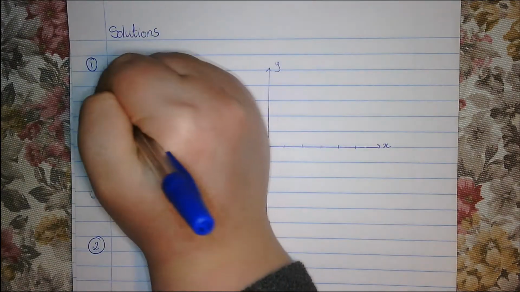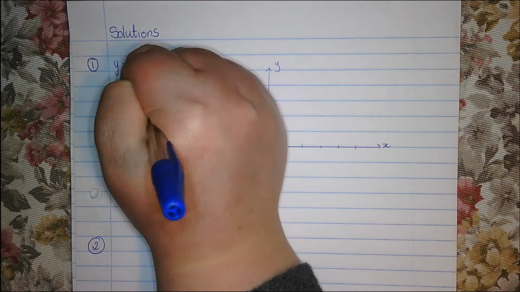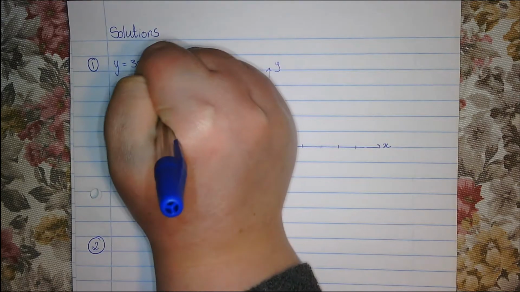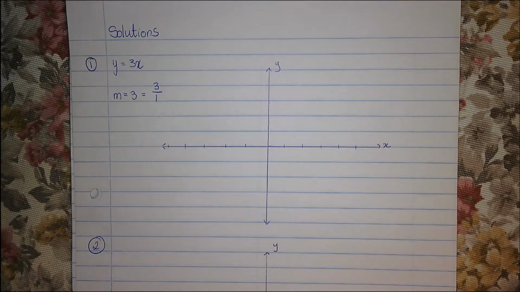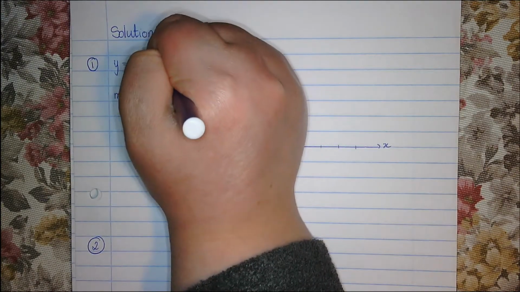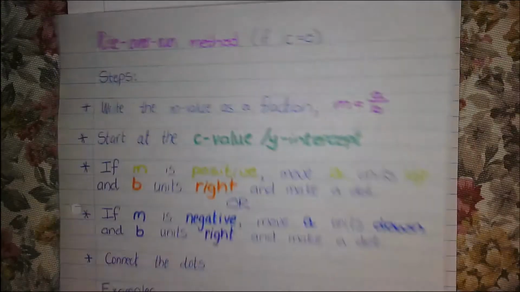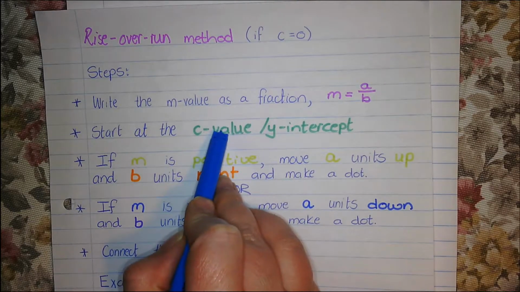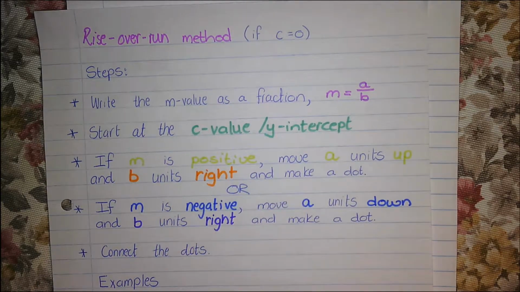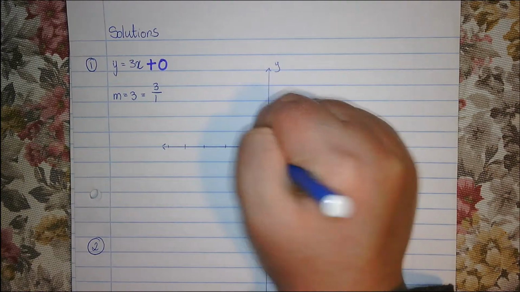Alright, so the first step, write m as a fraction. m is equal to 3. The way that we want to write that as a fraction is 3 over 1. And you will see that over here my c value is 0. If you do not have a c value, then it's an invisible 0. Alright, so my second step is to start at the c value, or in this case 0. So we're going to start at the point 0, 0 over here.